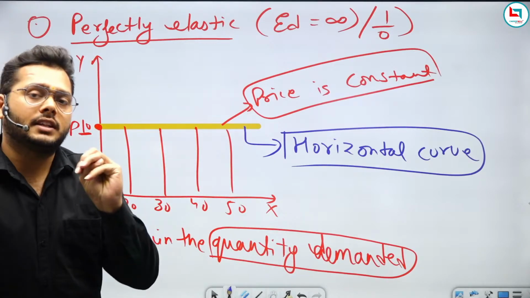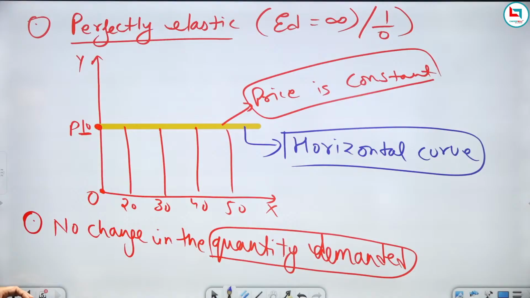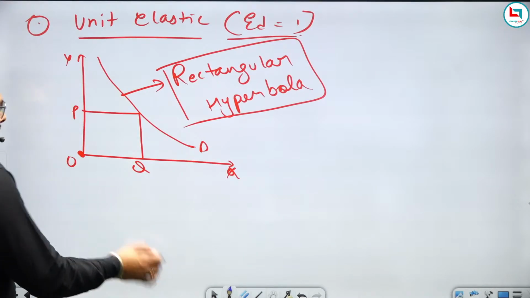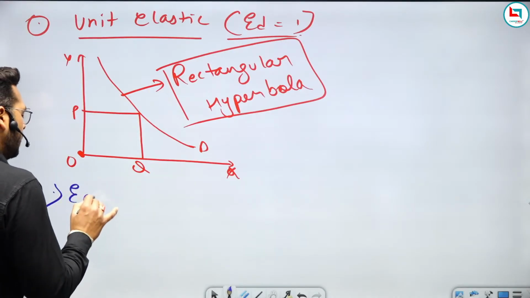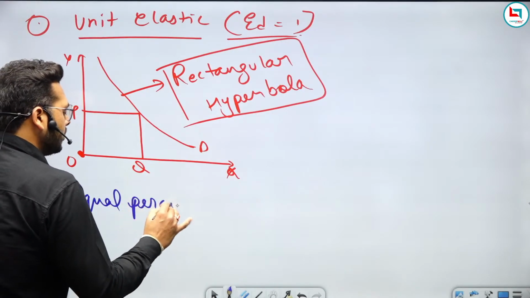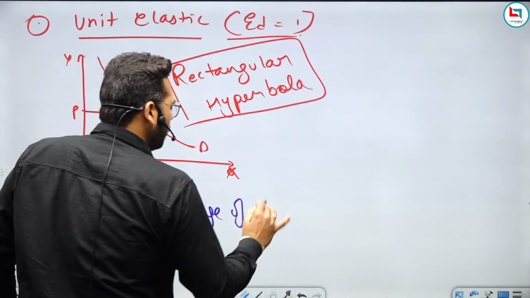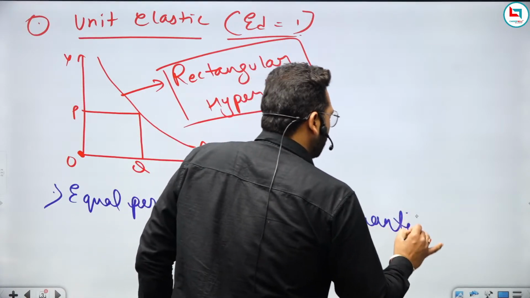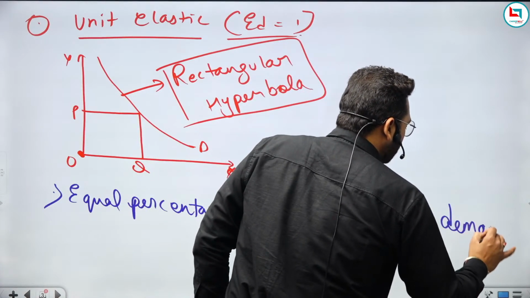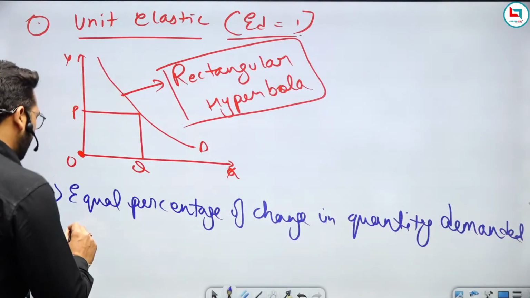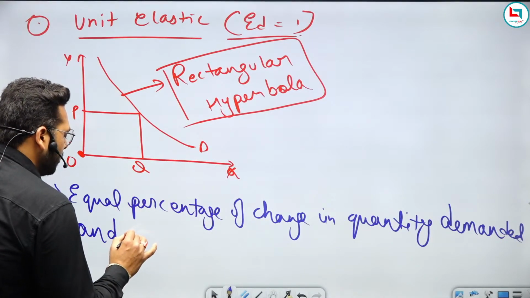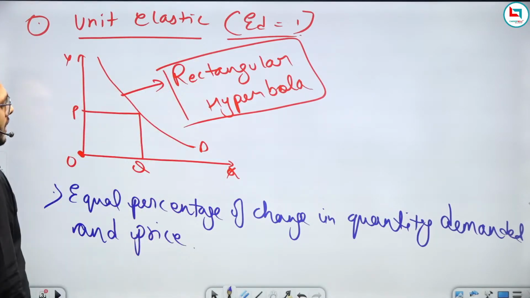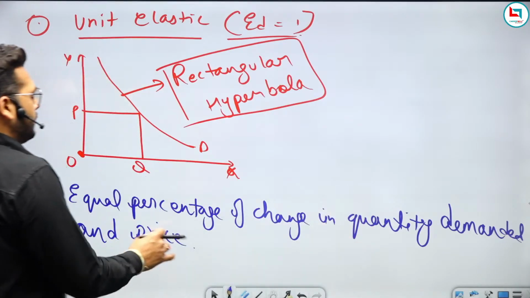So this much only exams ask. It asks only from three topics. The first one is perfectly elastic, the second one is perfectly inelastic, and the third one is unit elastic. So we can write here: equal percentage of change in quantity demanded and price. So what does unit elastic mean? Equal percentage change in the quantity demanded and the price. This is known as what?